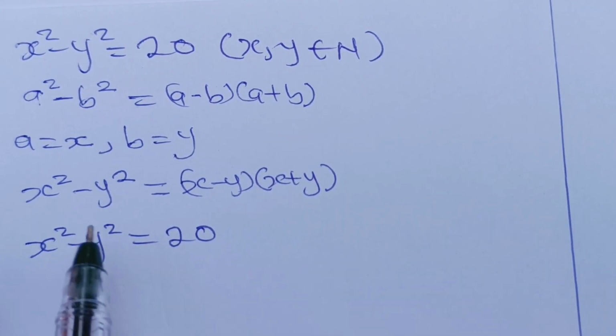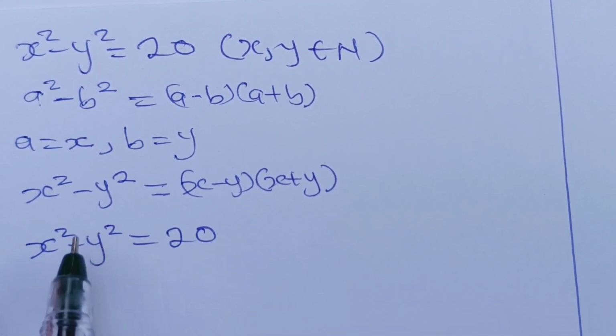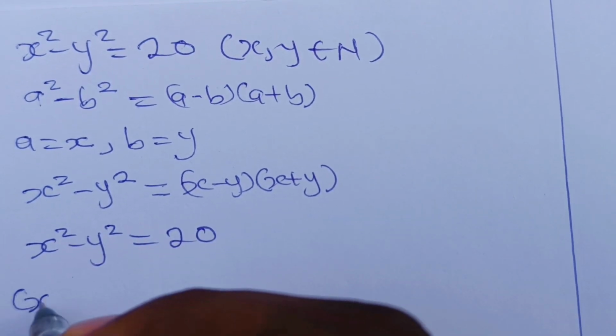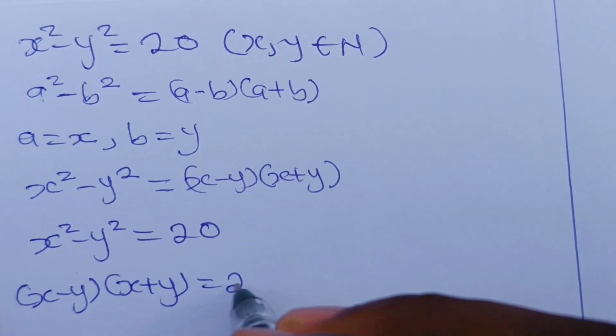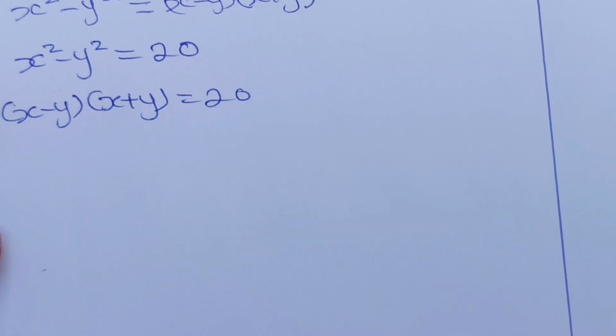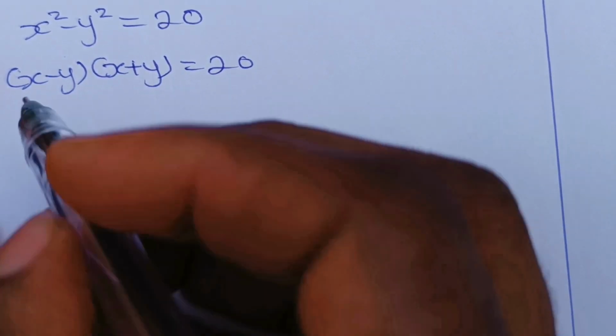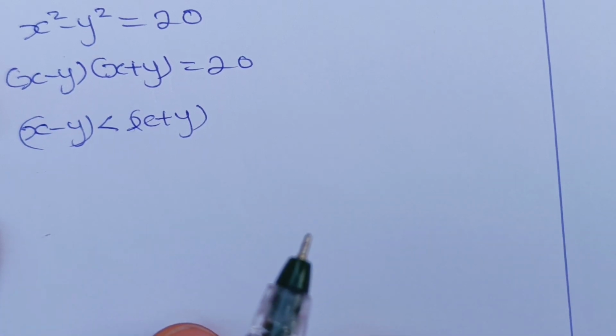That simply means that we can express the left hand side of the equation as x minus y multiplied by x plus y is equal to 20. Then we go ahead and do this. Since we are told that x and y are natural numbers, it simply means that x minus y is less than x plus y. Okay, so that is number one thing that we should all take note of.